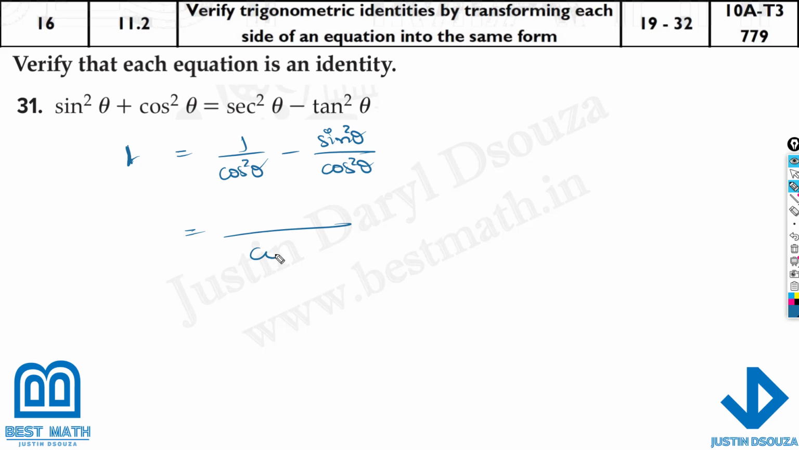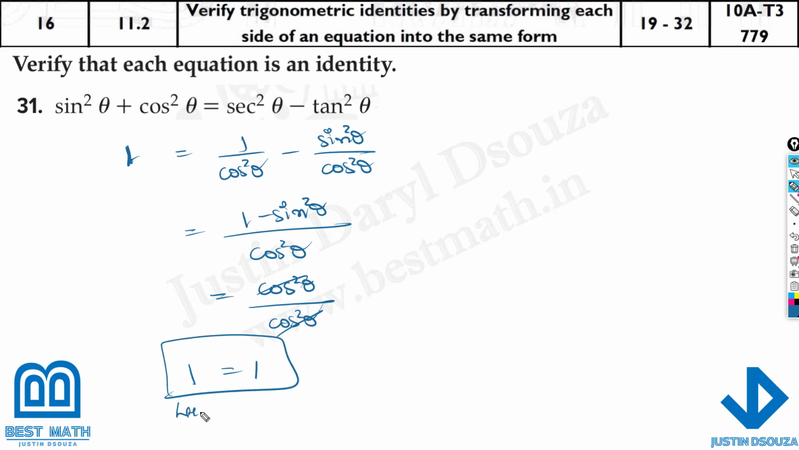Now the denominator cosine square theta is common, so it is together 1 minus sine square theta. Now what is 1 minus sine square theta? Since the denominators are same, I wrote it together. 1 minus sine square theta, in the Pythagorean identity, is cosine square theta, divided by again cosine square theta. Cancel this off, you'll get 1. Left side is already 1. Yes, LHS equals the right hand side.